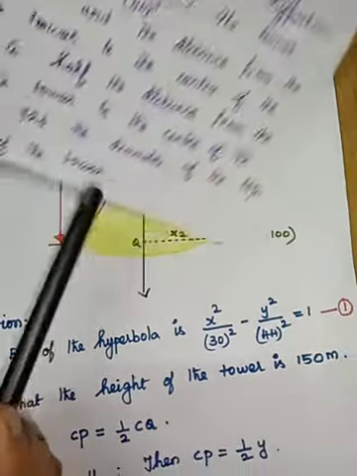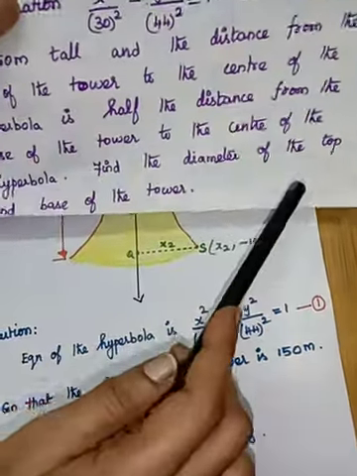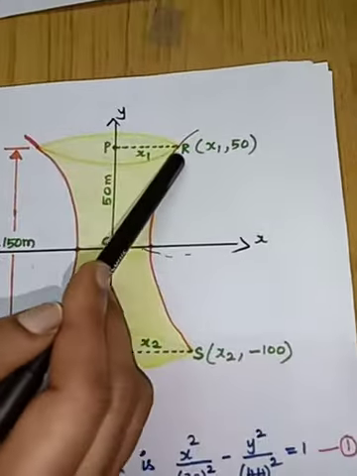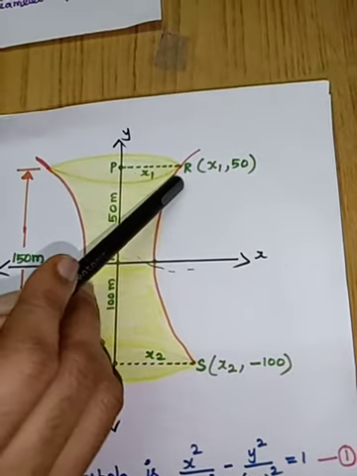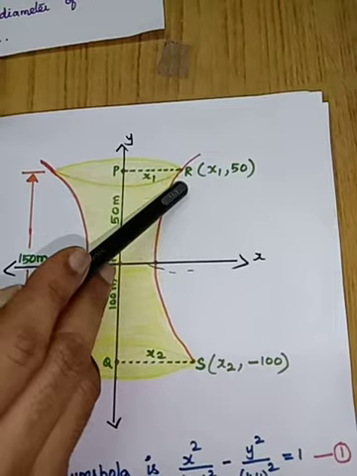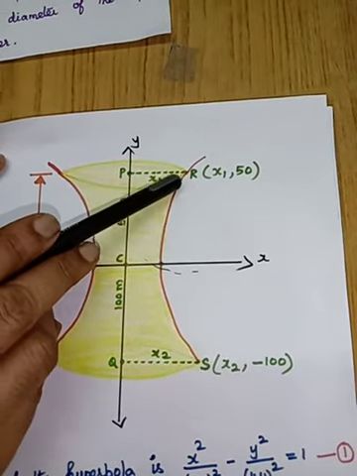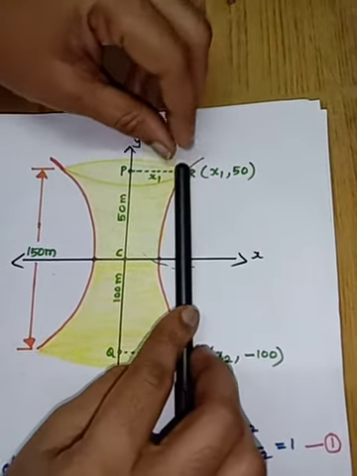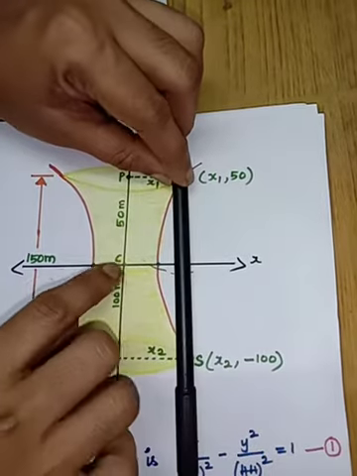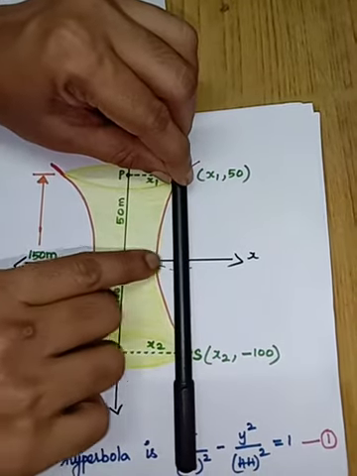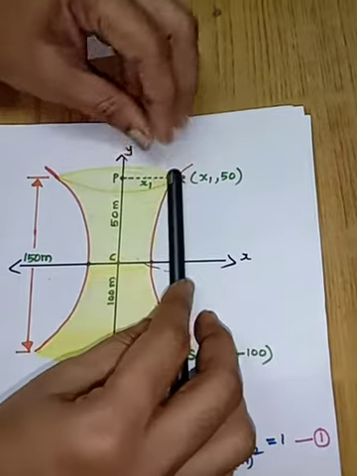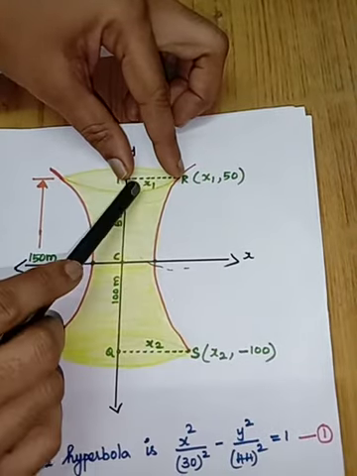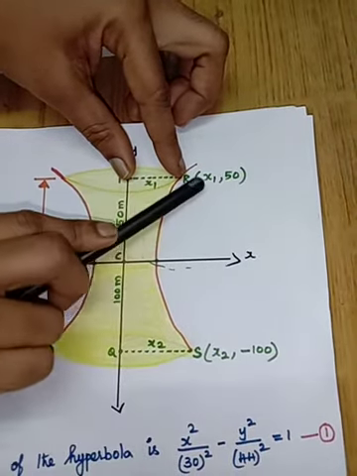Okay. But what is asked? Find the diameter of the top and base of the tower. So I'll take a point R on the hyperbola which is at the top of the tower. I'm going to find the coordinate of this point R. So first I'm going for the x coordinate. Look at this, I draw the perpendicular from R to x axis. This distance is the x coordinate of R. So this distance is equal to PR. So that only we have to find. So I'm going to take this as x1. So R point is x1.